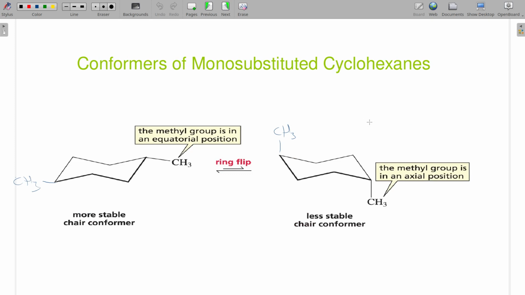But when we have something like this, where there is a single methyl that's equatorial or axial, we will find the ring flip favors the side that keeps as many groups as possible equatorial.